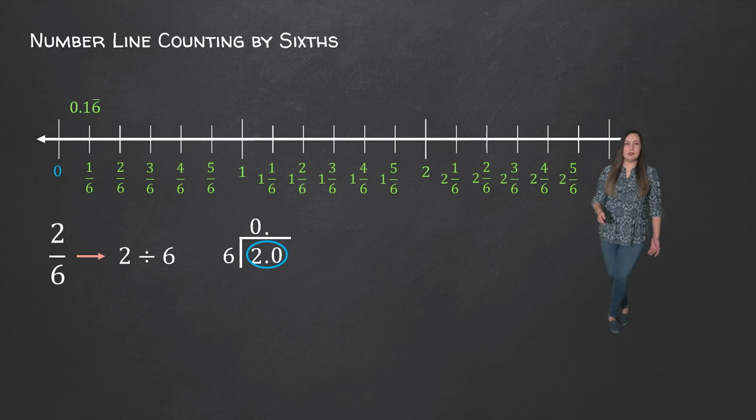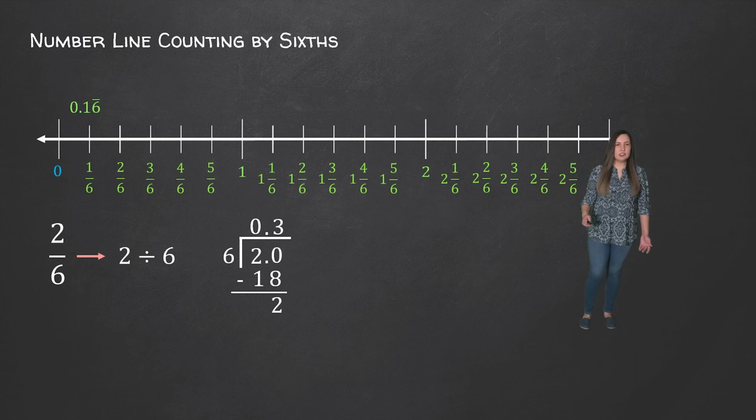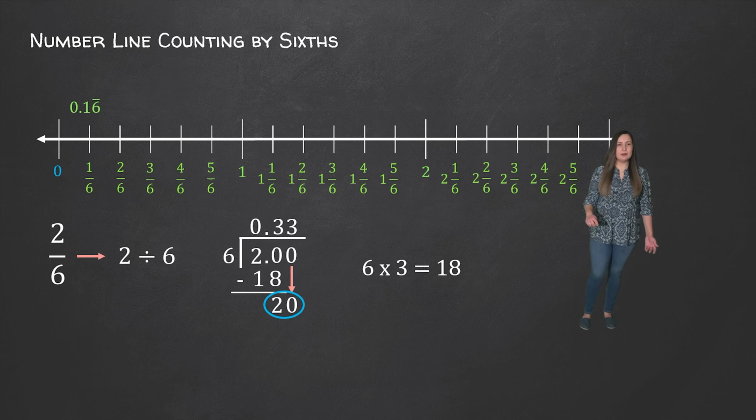Well, 6 goes into 20 3 times, and that's because 6 times 3 is equal to 18. So we're going to put the 18 right under the 20, and then we're going to subtract. So 20 minus 18 is equal to 2. Because we have a remainder, we're going to add a 0. Make sure you bring that down, and then we ask ourselves again, how many times does 6 go into 20? Well, 6 goes into 20 3 times, and that's because 6 times 3 is equal to 18.